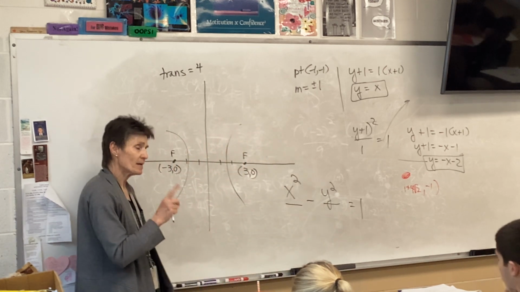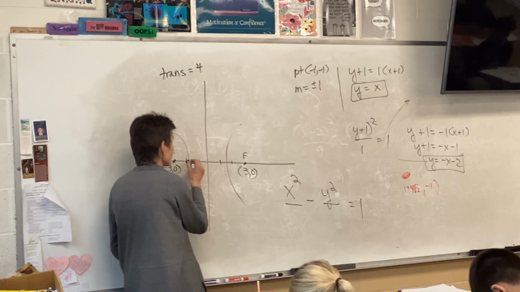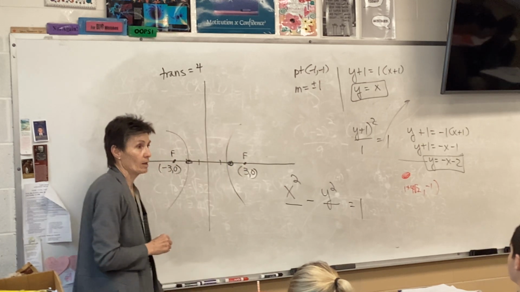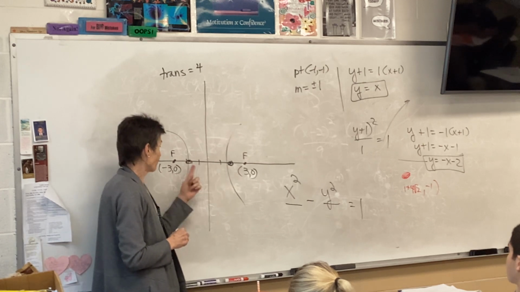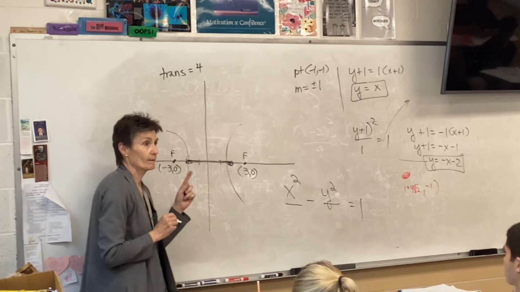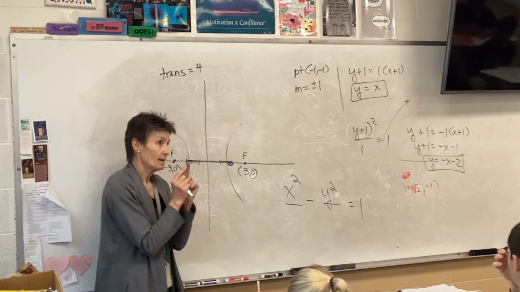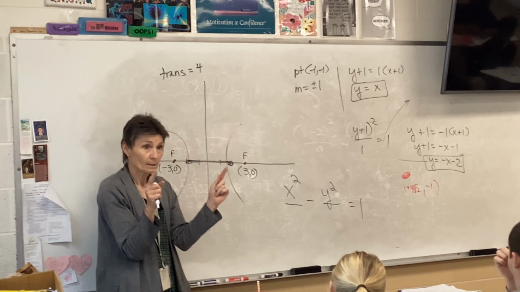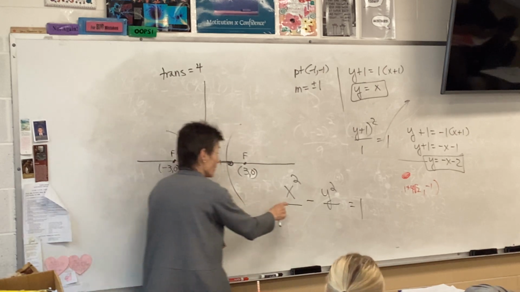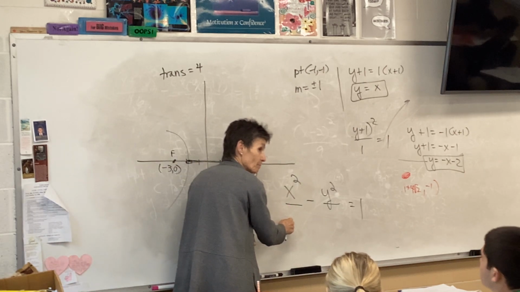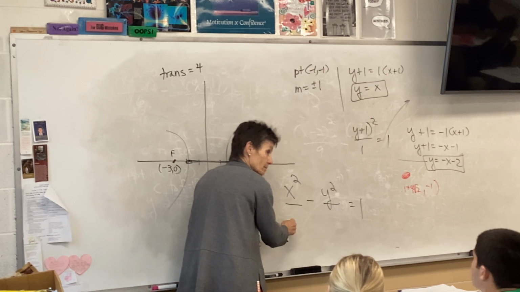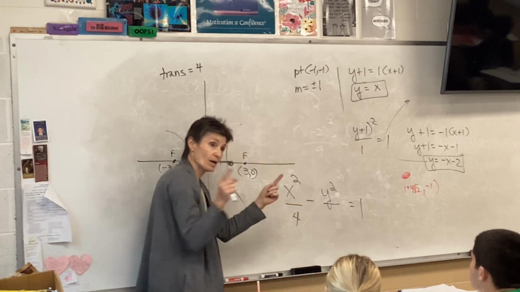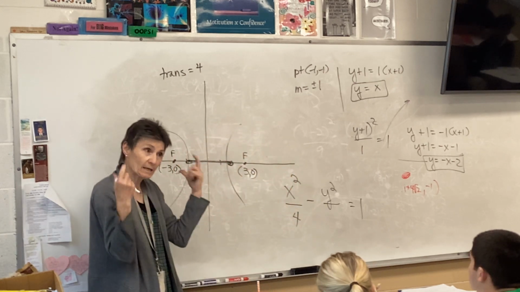Now, stop, think. If the transverse axis is 4 units long, that's 4 units long right there. Then what does that mean? I started at the center and counted 2. Well, if I counted 2, then this number must be a 4, because the square root of that tells you how far back and forth to go. Okay, we're thinking backwards now.